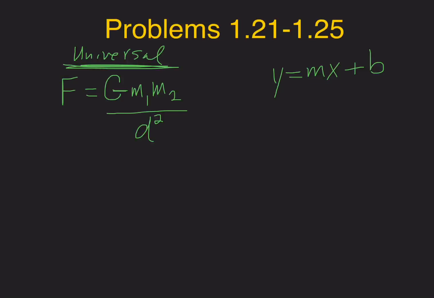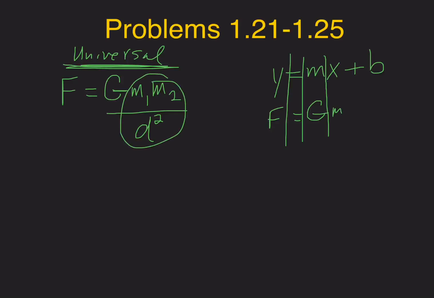Okay, this first problem is pretty easy, because if you look at this, we can cram this right into the y equals mx plus b. We can say, all right, force is the y. Then we have the equal sign, and then we have big G, and we want that to be the slope, right? So there it is, equal with the m. So what should the x be? Well, x is going to be everything else, right? It'd be m1, m2 over d squared.